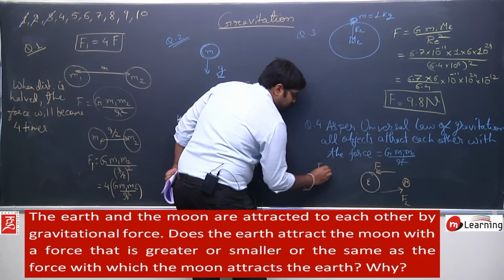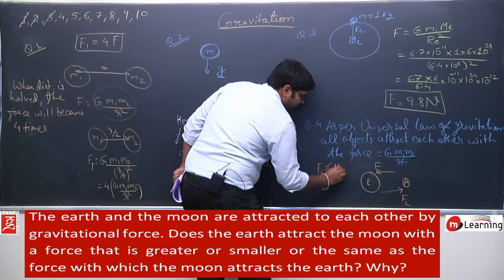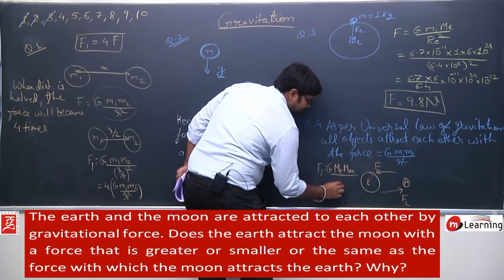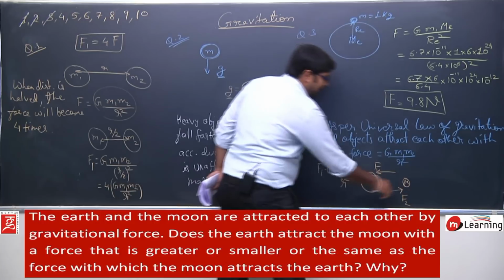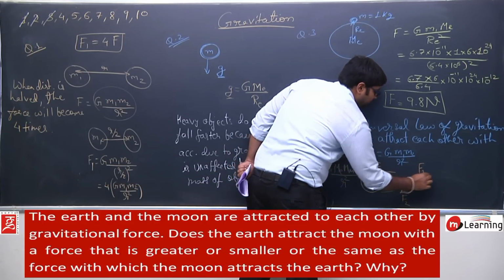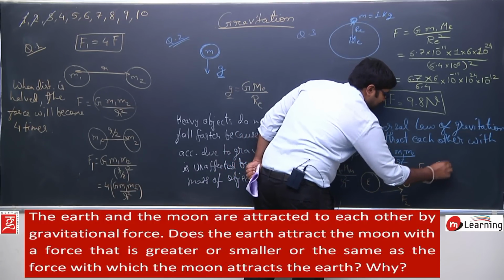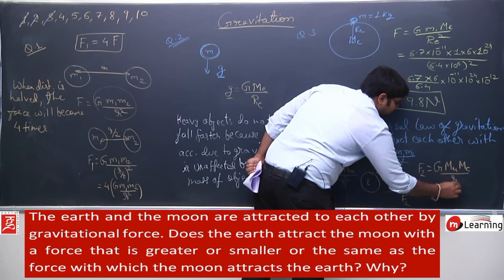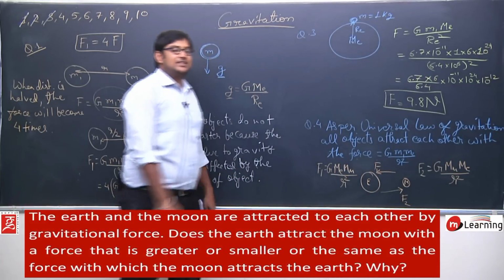This F1 will be equal to G times the mass of earth and the mass of moon upon the distance between them, let us say r square. Here I can see the moon is attracting earth with a force F2, which is G times the mass of moon, mass of earth upon the distance between them r square. This is what we can see.